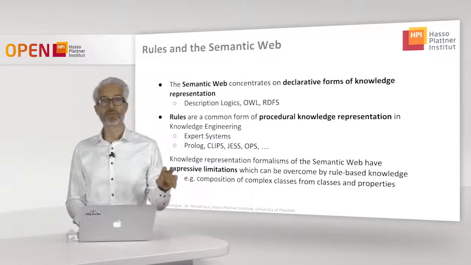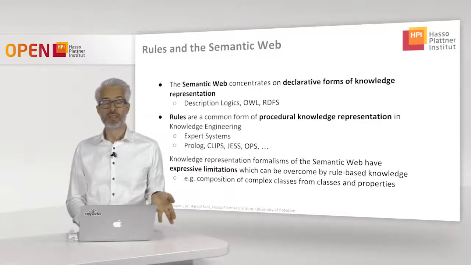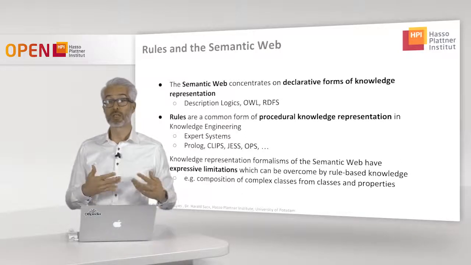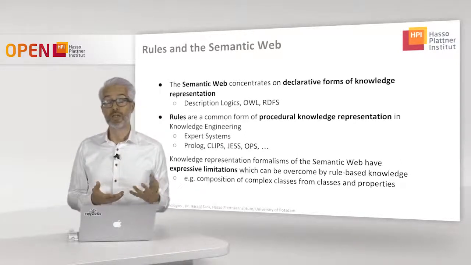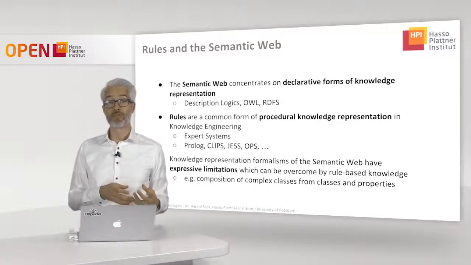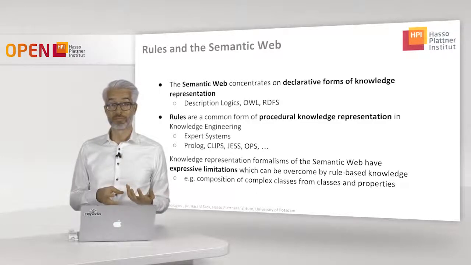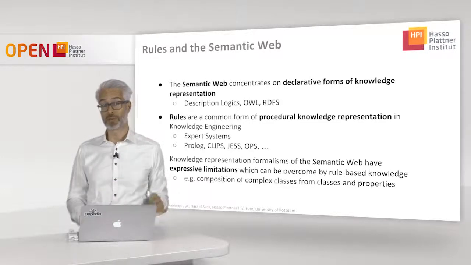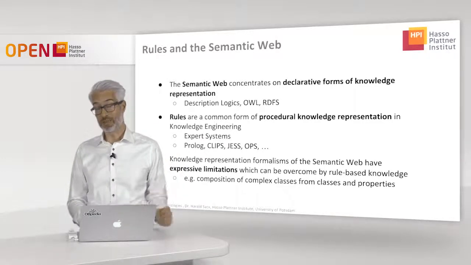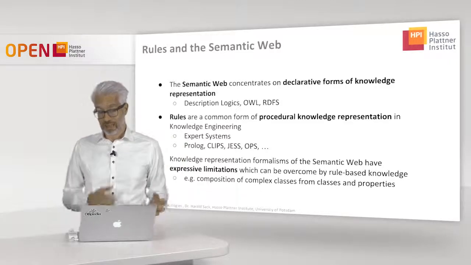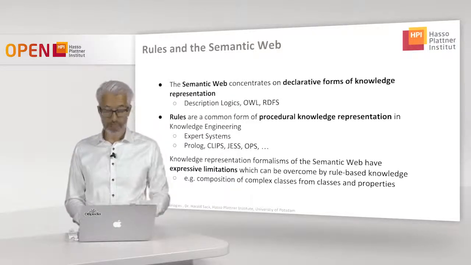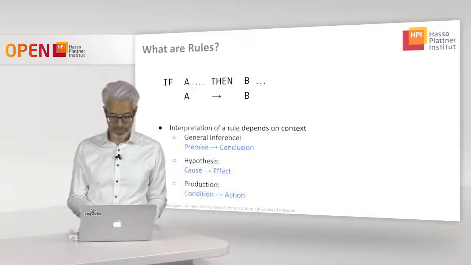So the point here is that the knowledge representation formalisms of the semantic web have expressive limitations, and we assume they can be overcome by rule-based knowledge. There we have, for example, the possibility to compose complex classes from class and property expressions. So we can mix up classes and properties. So the strict typing, especially when I combine them, has to be treated in another way than we do right now in description logic. Therefore, let's have a look at rules first.